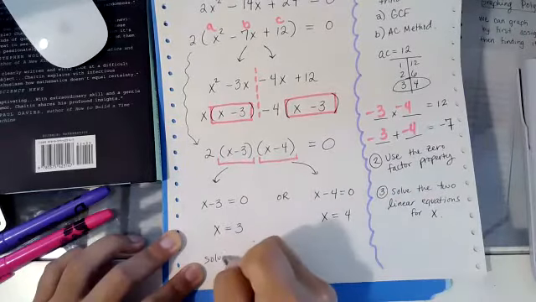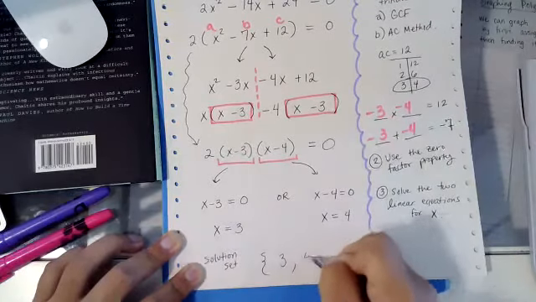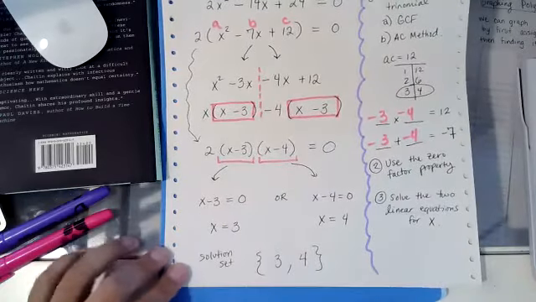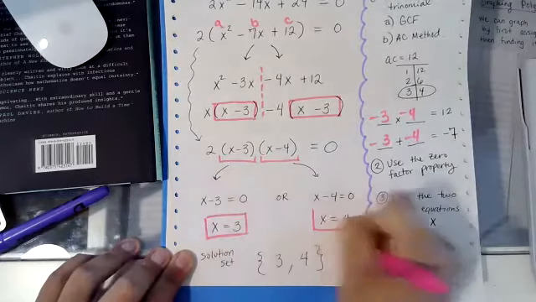So your solution set is 3, 4. Those are the two possible solutions. x is equal to 3 or x is equal to 4.